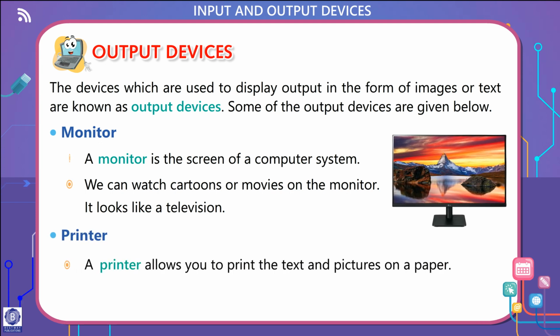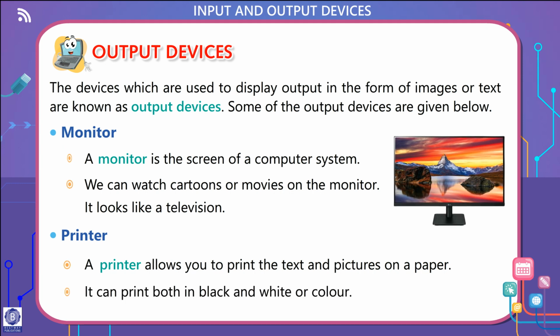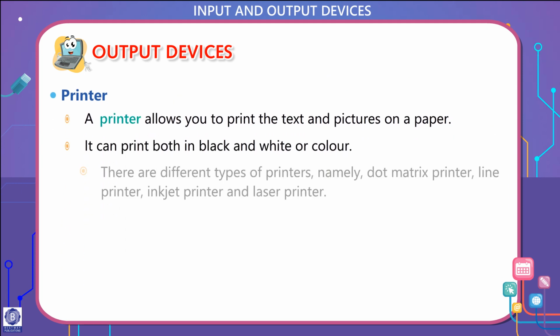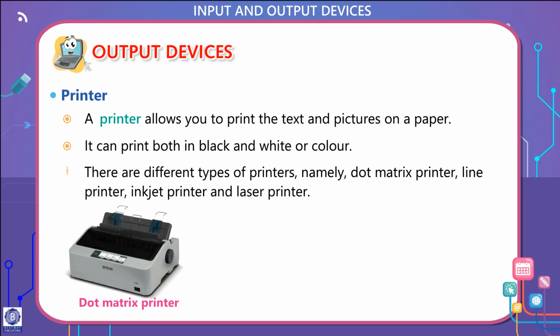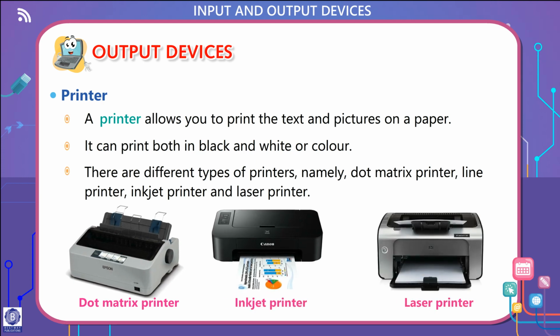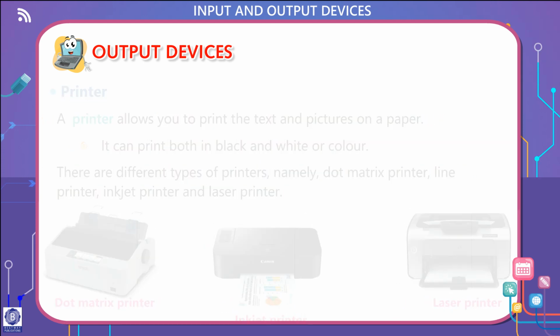Printer. A printer allows you to print the text and pictures on a paper. It can print both in black and white or color. There are different types of printers, namely dot matrix printer, line printer, inkjet printer and laser printer.